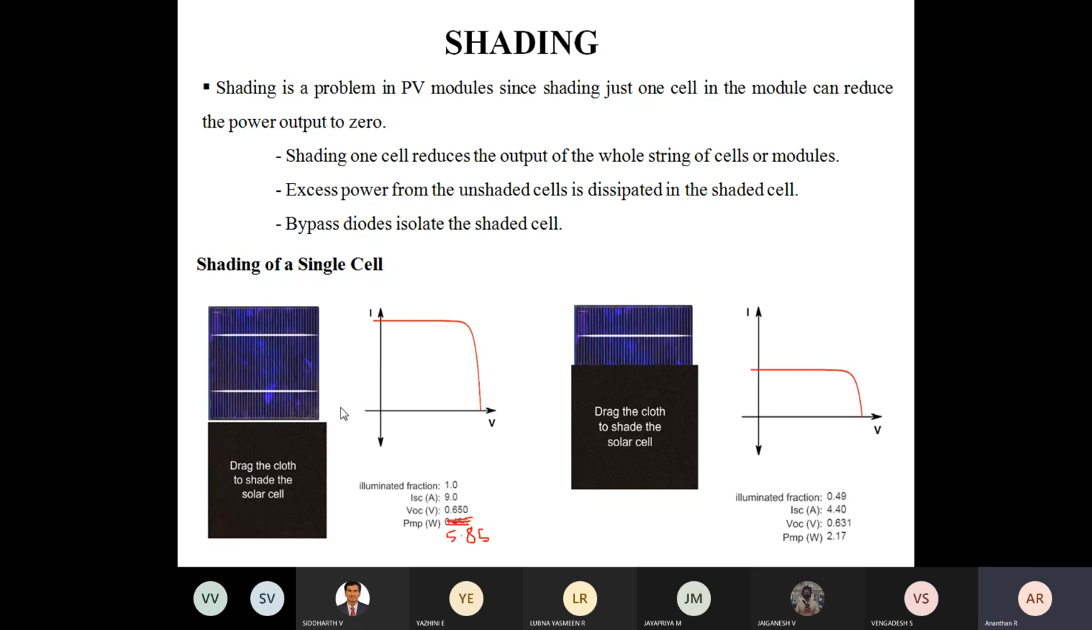Here the graph shows, let us say there is no shade: you can generate 9 amps, 0.65 volts and 5.85 watts of power at the maximum power point. But if the solar cells are covered partially, what happens? Your power generation is reduced to almost 2.17. I have covered about 50% of the solar cell, so even if the solar cell is covered only 50%, your power is reduced by more than half.